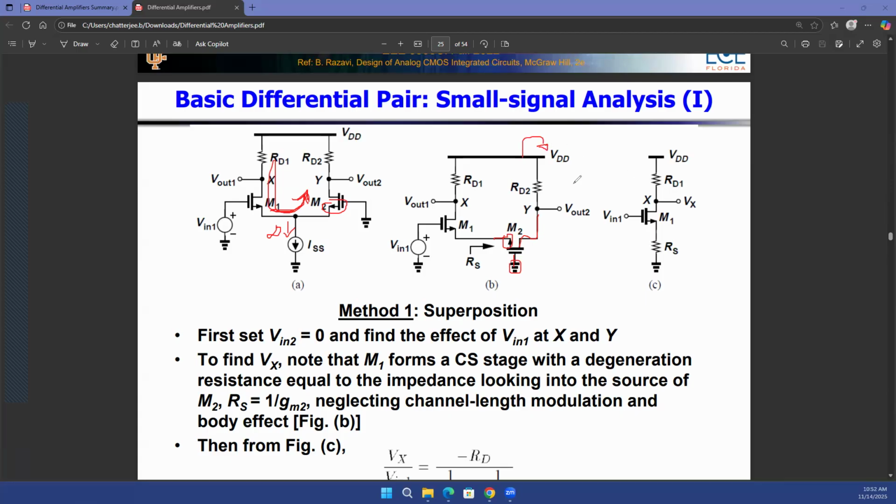So effectively, what do I see here? If I simplify this circuit shown in the center to the circuit that is shown on the right side, you have a Vin1 going to the gate of transistor M1, which is this left side branch transistor. You have RD1 on top. You have Vx at the drain of that transistor. And you have Rs, that is the resistance looking into the source of this M2 transistor, as your degeneration resistance connected to the source of the M1 transistor. And now you already know how to solve this. You already know what is the solution for this circuit in terms of AC.